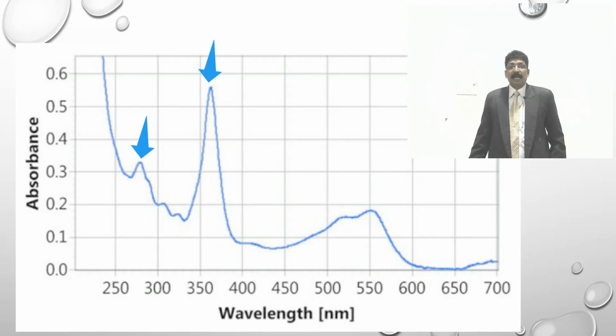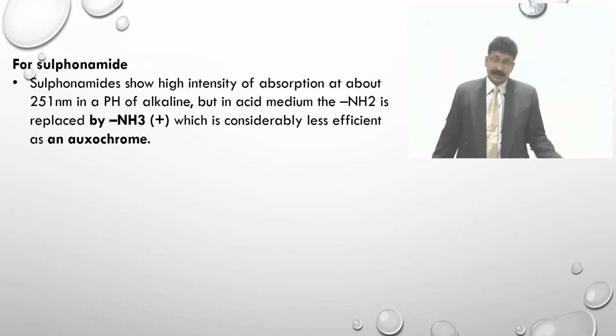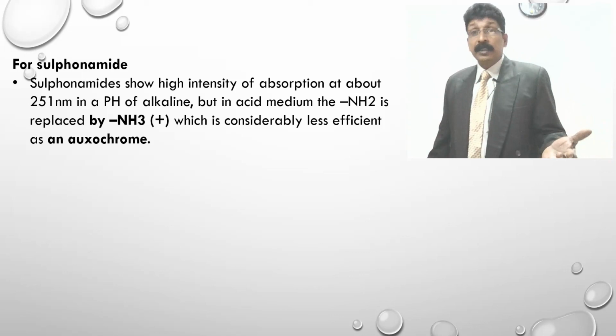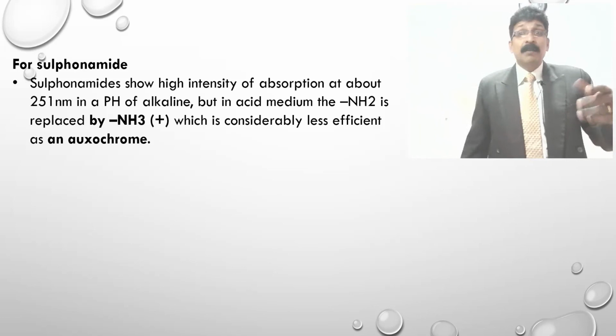Now, another example is sulfonamides, a very important compound which you might have studied. Sulfonamide is an important antibiotic, and you might have studied PABA and sulfonamide, the basic reaction and even the mechanism of action in pharmacology and medicinal chemistry. But anyhow, we are coming to this: there is an NH2 group, and sulfonamides show a difference in their absorption of light.